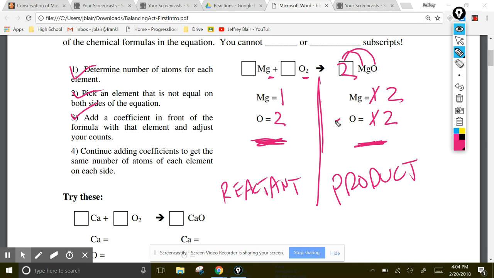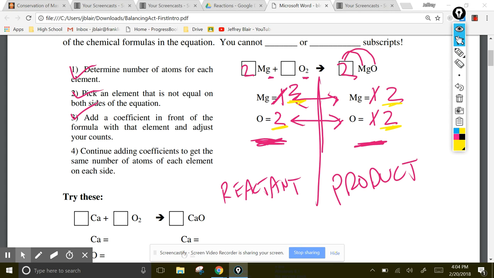And now we look and see if we're the same on both sides. Our O's are equal to 2. Our Mg's are not equal to 2. So now what do we need to do? We need to change this side, so we put a 2 in front of this Mg, which gives me 2 there. And now I've got 2 Mg's on this side, 2 Mg's on this side, 2 O's on this side, 2 O's on that side.